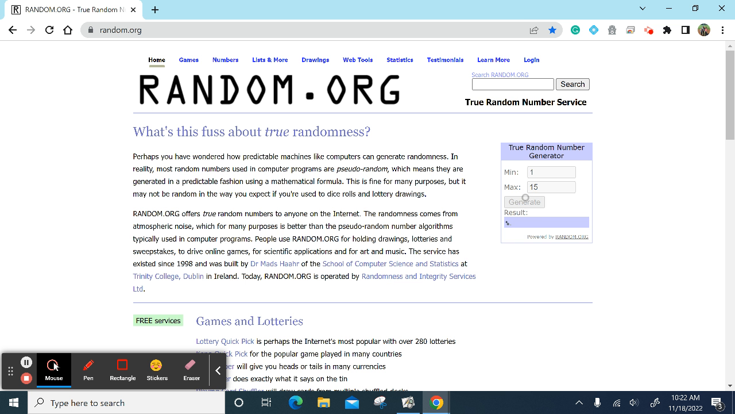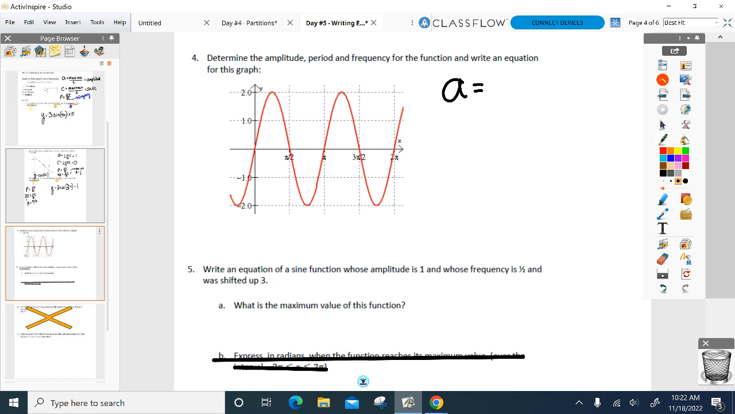What formula are you using to find A value? Max, which is 2, minus the minimum, -2, all over 2. There we go. Everyone's getting A value at 2. We're all good. Talk to me.